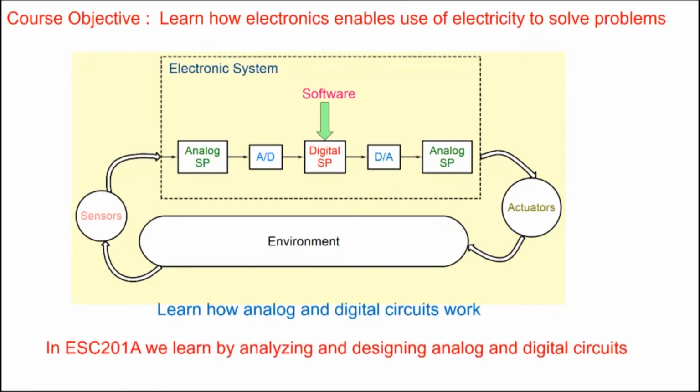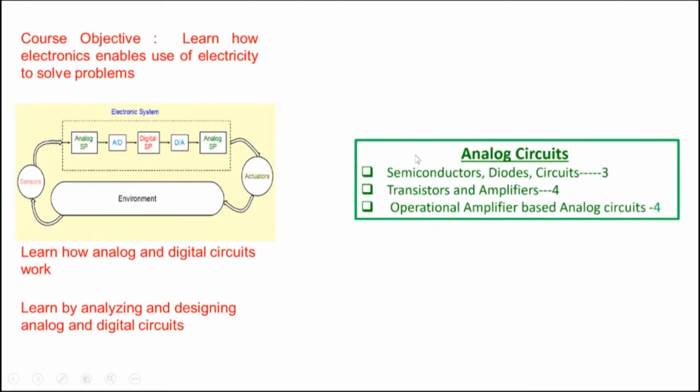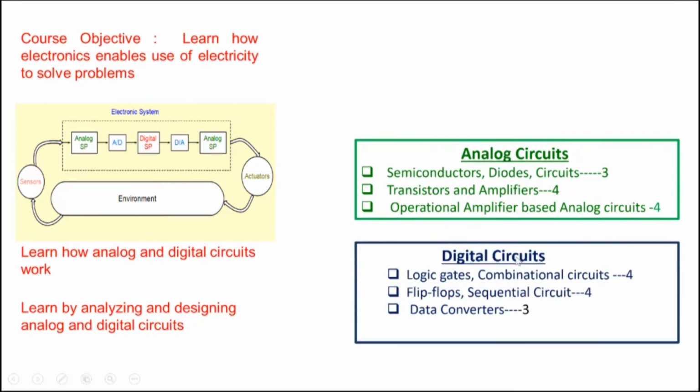And you cannot just learn by passively listening to how things work. So in ESC 201, we will learn by analyzing and designing analog and digital circuits. So that's what we will be doing in order to understand how electronic systems work, right? And so these are the elements of the course here. Analog circuits is one major block of this particular course, where we'll be talking about semiconductors, diodes, and transistors, and amplifiers, and other analog circuits here. About 11 or 12 lectures will be devoted to analog circuits. The other part is the digital circuits. So another 1/3 of the course is devoted here to the digital circuits part here. And each one of them is a circuit, analog circuit or the digital circuit.